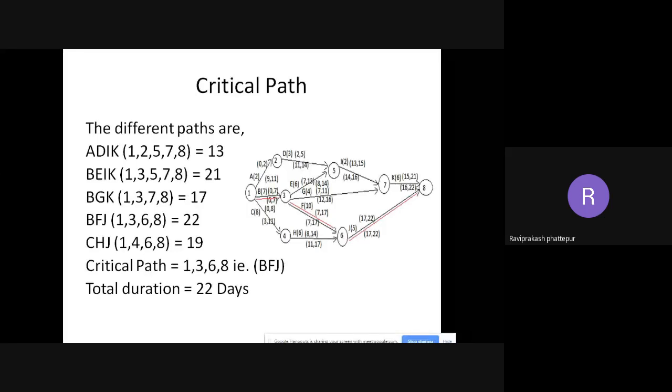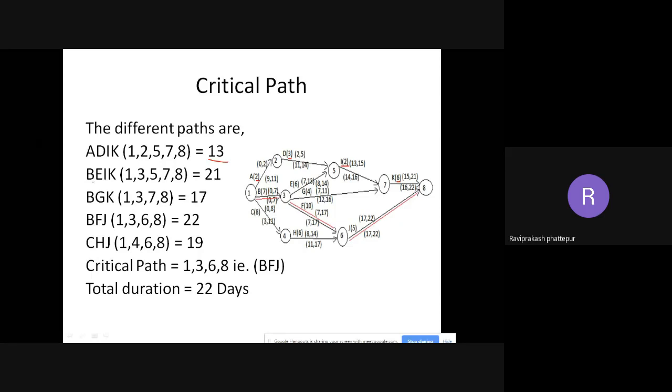After drawing that, at the left side of the screen you can see the different paths. What are the different paths? A, D, I, K. A is from 1 to 2, and I have written that also: 1, 2, 5, 7, 8. This is one of the ways of reaching from 1 to 8. Adding all the durations: A is 2, D is 3, I is 2 and K is 6. I am getting 13. That is what you need to write.